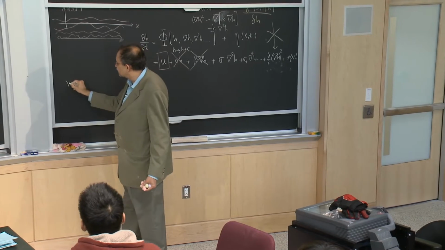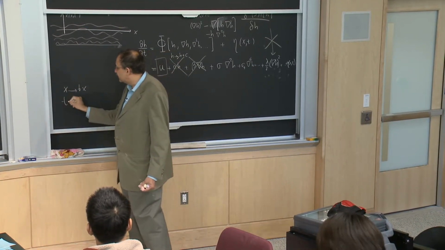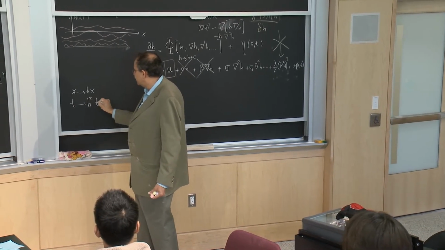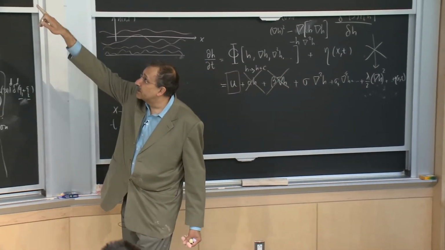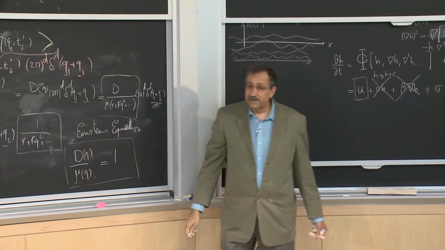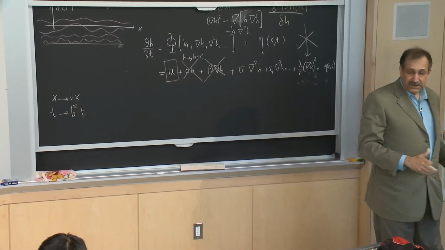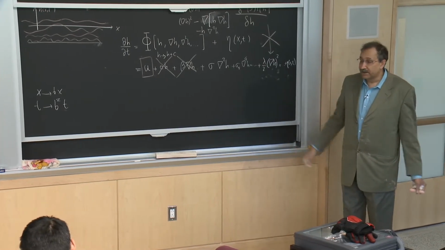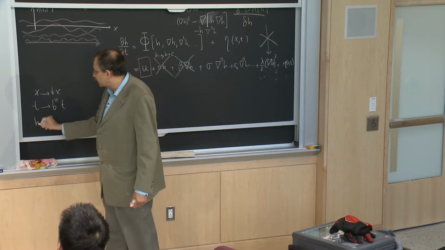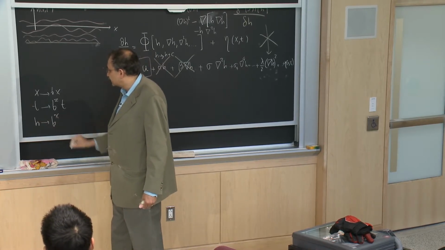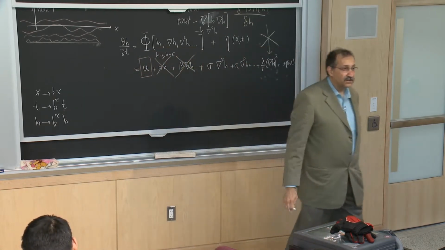I'm going to rescale x by a factor of b. I'm going to rescale time by a factor of b to the z. And this z is kind of indicative of what we've seen before, that somehow in these dynamical phenomena, the scaling of time and space are related through some exponent. But there is also an exponent that characterizes how the fluctuations in h grow if I look at systems that are larger and larger.